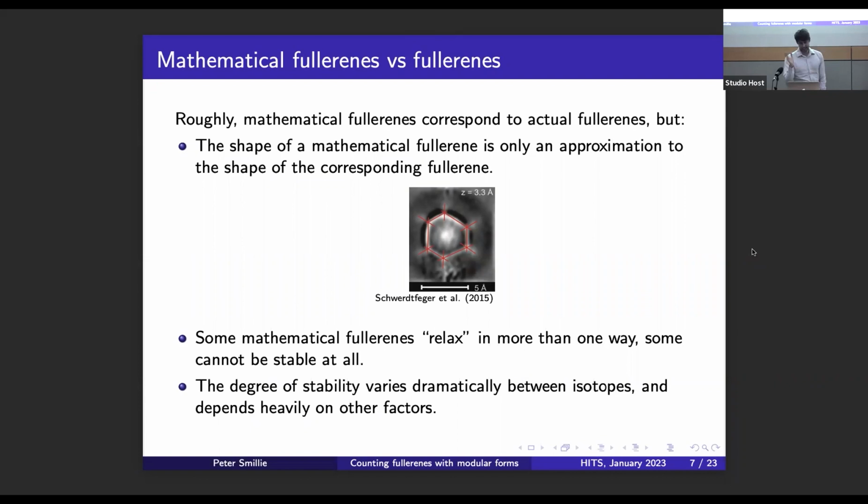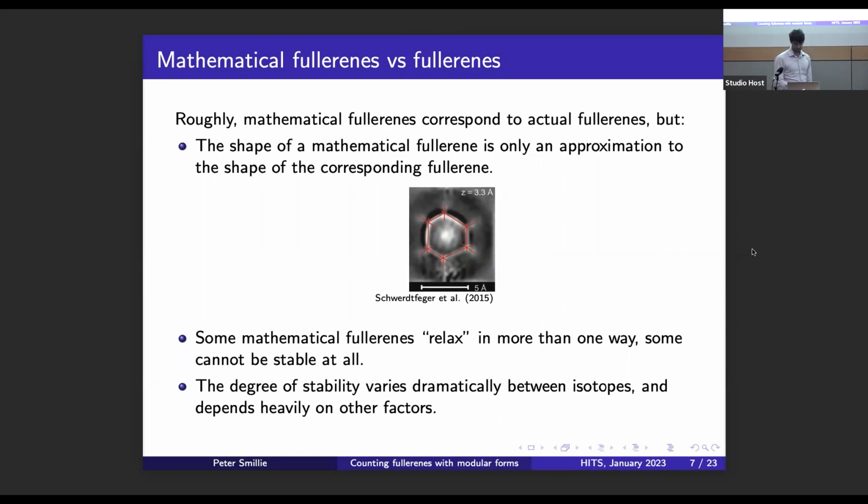Okay, I had one more chemistry slide. So roughly, mathematical Fullerenes do correspond to actual Fullerenes. I put some caveats here. The first one is a very minor one: the edges won't all be the same length. Some of the bonds will be shorter than others, and for the most part, you can actually predict which bonds will be shorter. Here's a very close-up picture.